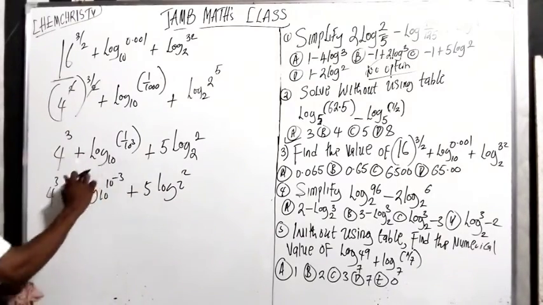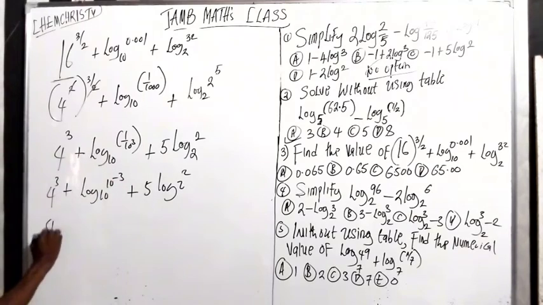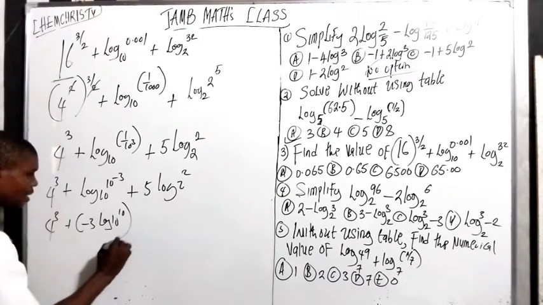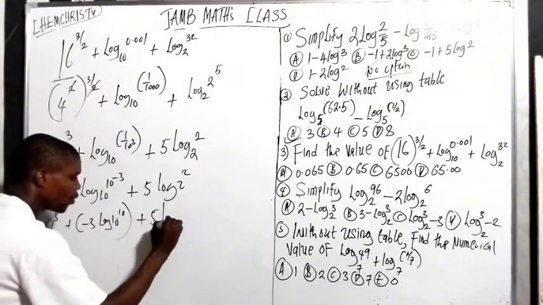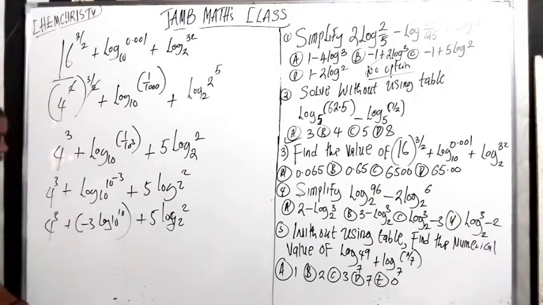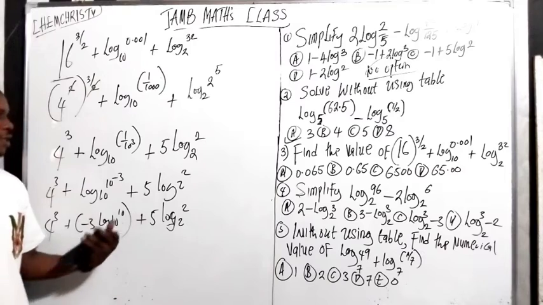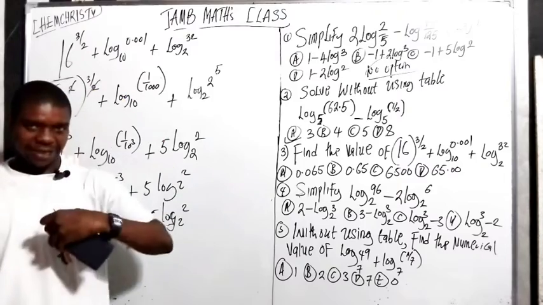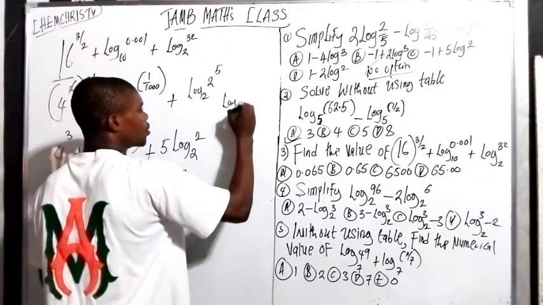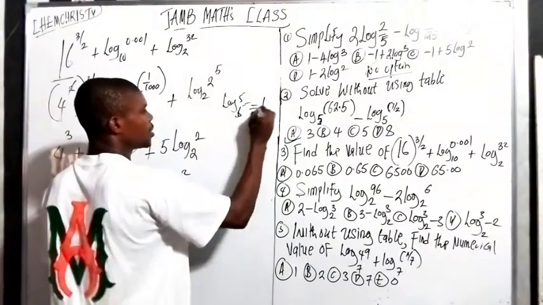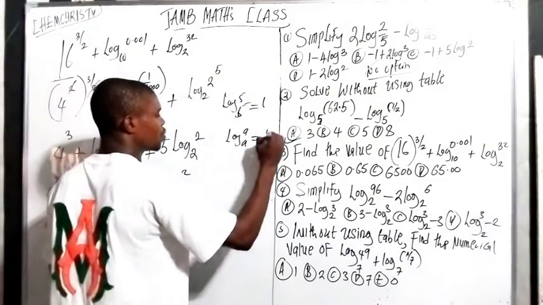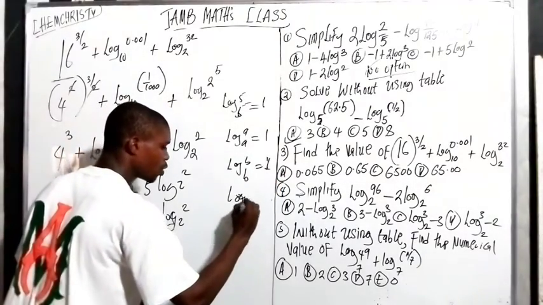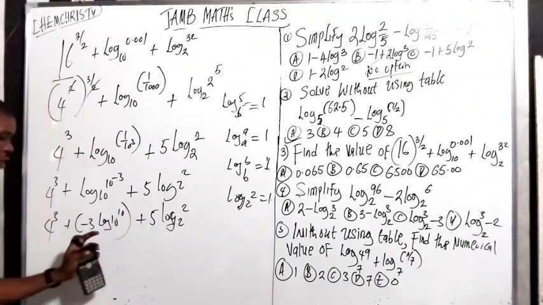Now let me carry this one down here because it's now a power law. So it's going to be 4 raised to power 3 plus minus 3 log 10 10, right? Plus 5 log 2 2. Can you see that? Now remember, if you have something like this, log of a base that has the same base, like log 5 5, what is it? It is 1, right? Log a a is 1. Log b b is 1. Log 2 2 is 1. So then this is going to be 1.